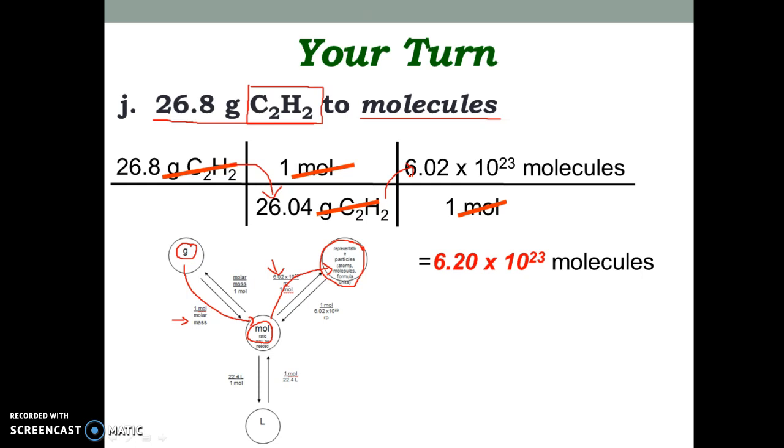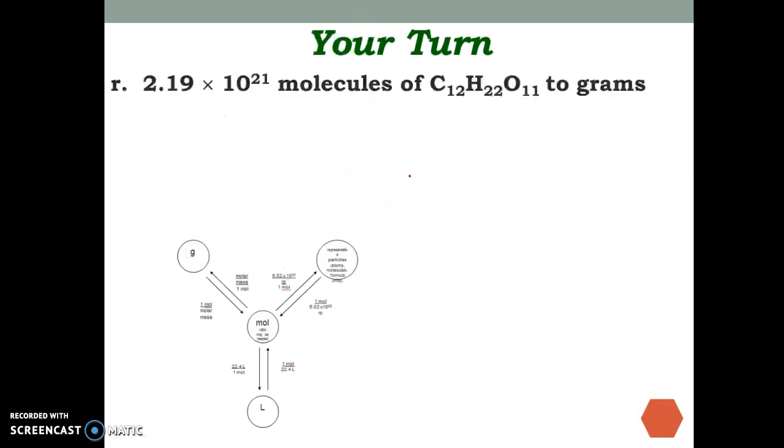All right. Let's do one more quick example. This is on the back. Letter R. This is from section 4. So in section 4, you are going to grams. Okay, so in letter R, you're starting at molecules and going to grams. So I find molecules on my chart. Here is molecules, and I'm going to grams right here. So if I look, two-step problem. First, I'm going to go from molecules to moles, and then from moles to grams.